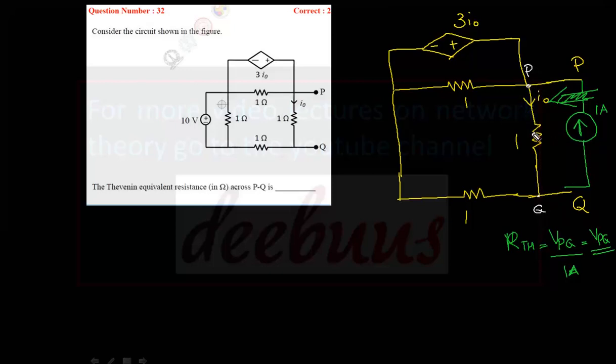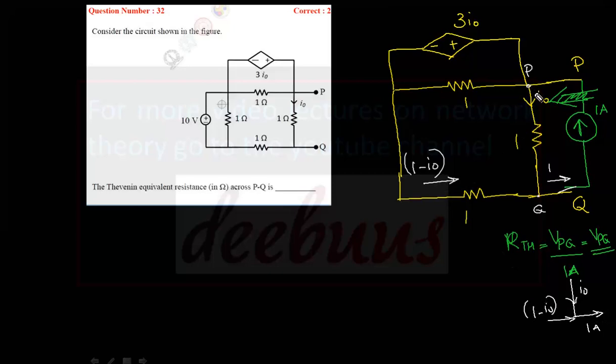Now as the current flowing through this 1 ohm is I0, as marked in the question, and the current flowing through this path is 1 ampere, the current flowing through this other 1 ohm is 1 minus I0, right? I have obtained it in this way. I0 is the current flowing downward and this is the current 1 ampere. So the net incoming current is 1 minus I0, right? That's why I marked it in this way.